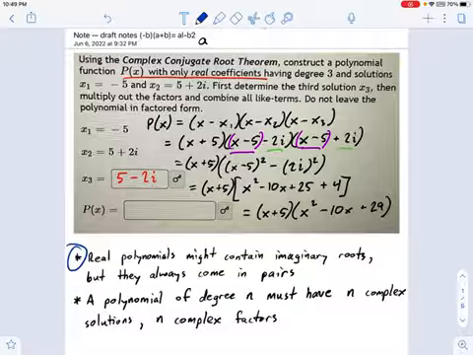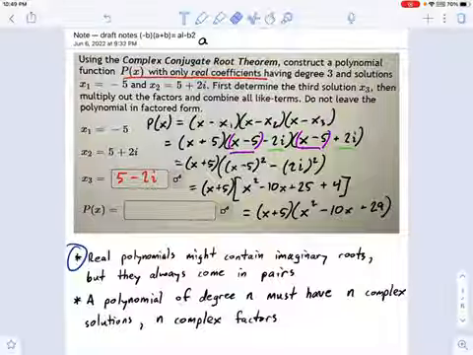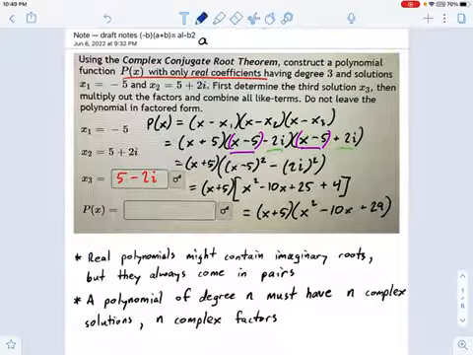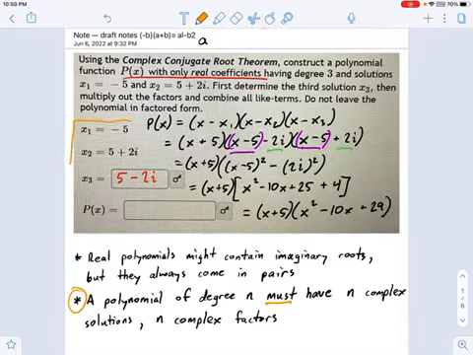Okay? Now, as soon as you get into imaginary coefficients of a polynomial, which might exist, all that means is the complex conjugate root theorem goes out the window, and you can't do this math that I've been doing here. It's just a different situation. Second note that's important. A polynomial of degree n must have n complex solutions and n complex factors. Now, if you look at this one, you might think, hey, n is 3, right? It's a degree 3 polynomial, but I only see 2 complex solutions. Well, you're not looking closely enough.